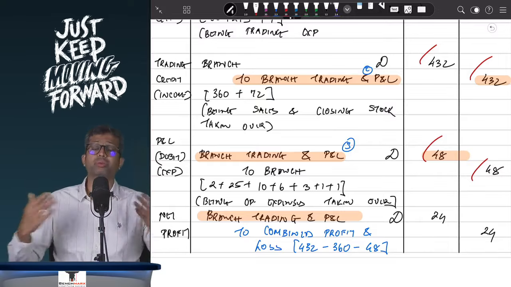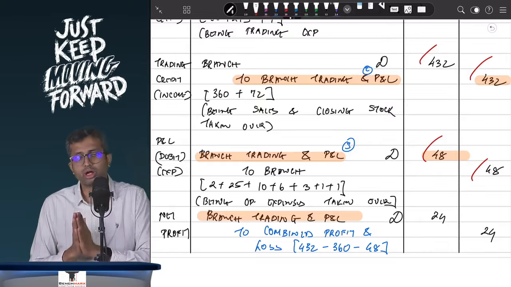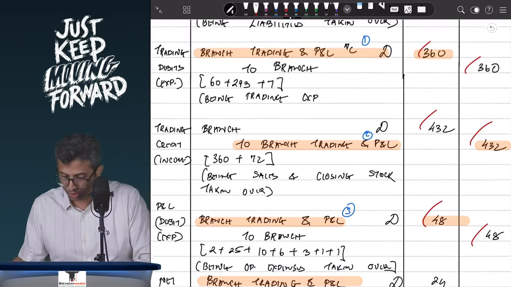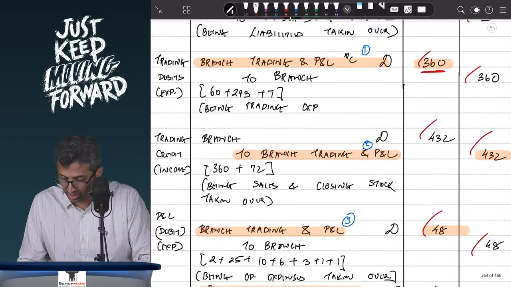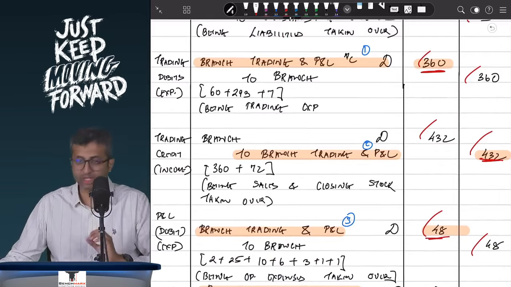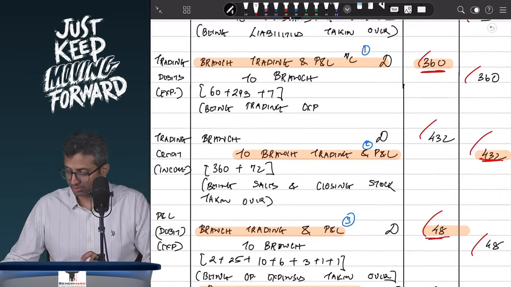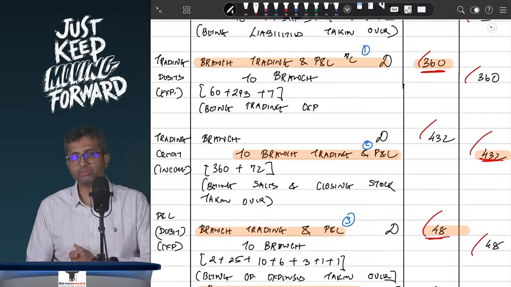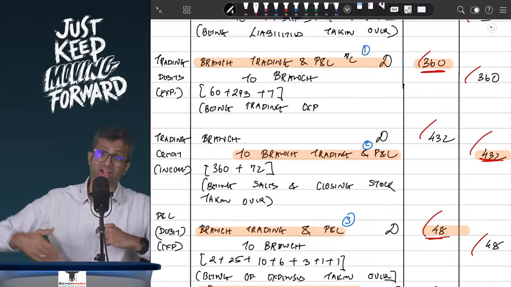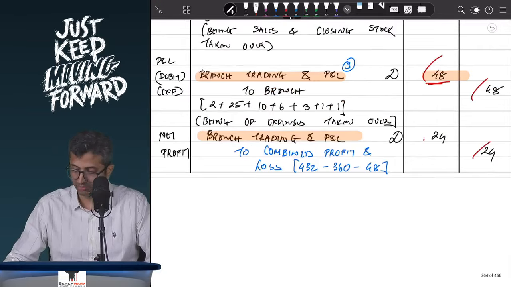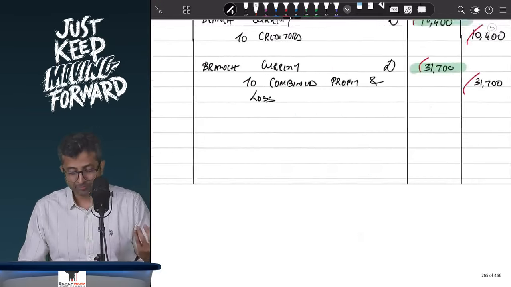If I just have to prepare the final profits, 24 of the branch profit. So if I go to see in the branch trading account, 360 debit, 432 credit, 48 debit. So this will be around 24 rupees. 432 of incomes minus 360 minus 48. And hence, this is 24 worth of income which will be taken over. So this will be taken into the general profit and loss, branch trading and profit and loss account debit to the combined profit and loss account. This is 24. You will take this over, and I guess that should be it.